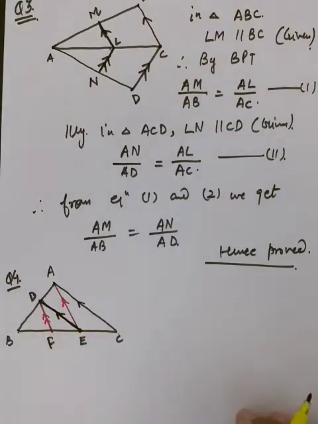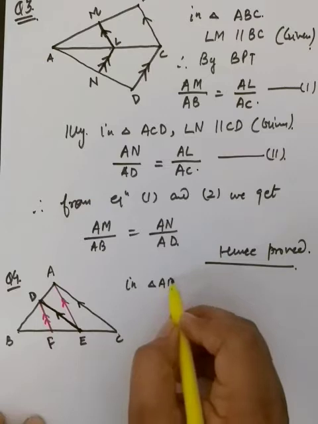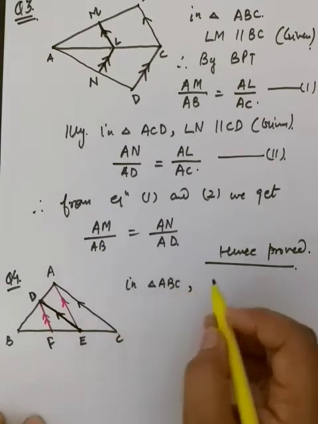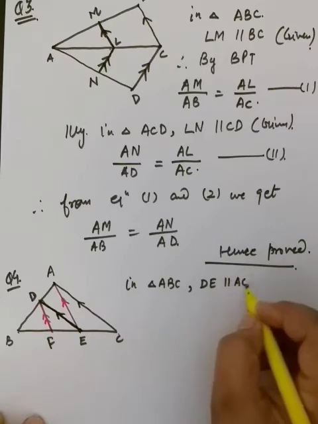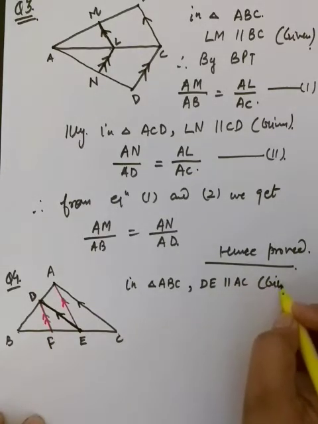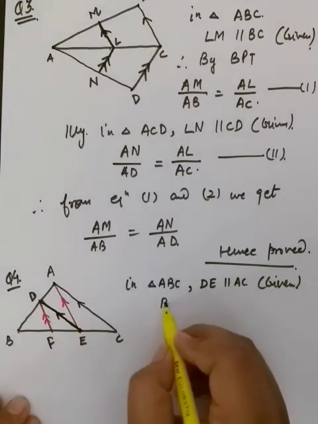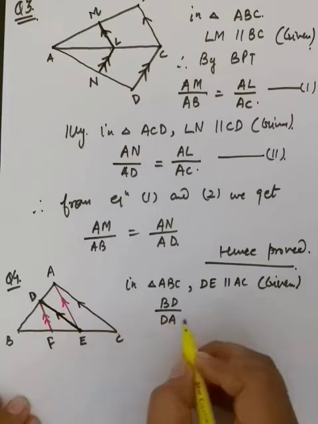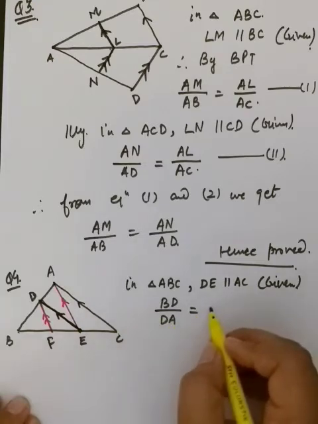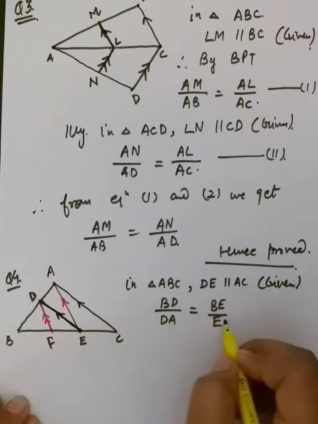So what we have to do: in triangle ABC, DE is parallel to AC. This is given. So therefore BD by DA is equal to BE by EC.